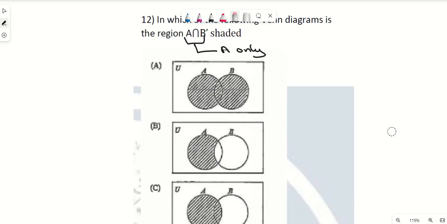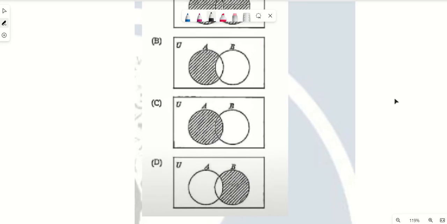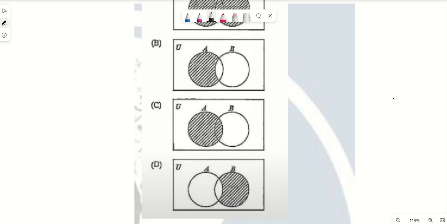It is not this. This is the union of A and B. So it's not A. It's not B, because they said the shaded region, they shade B. Right now, the two options are either B or C. They said A only. That means this intersection cannot be shaded. So C is out. So the answer is B. We want A only.